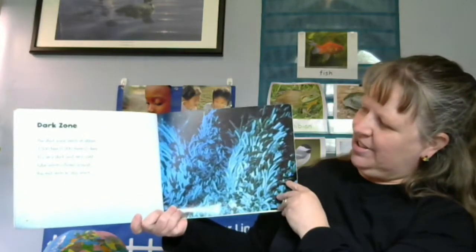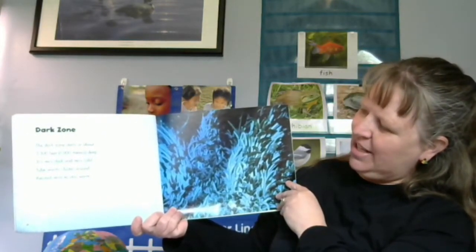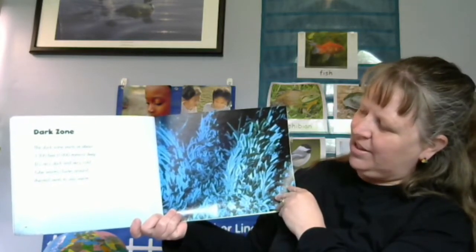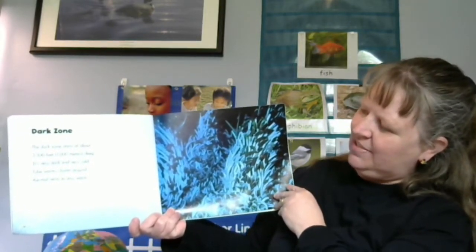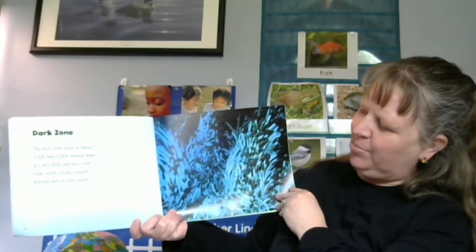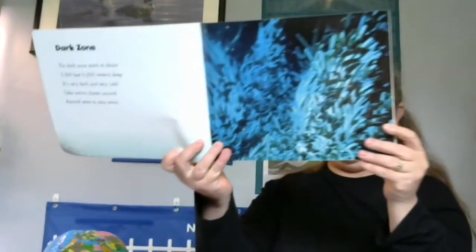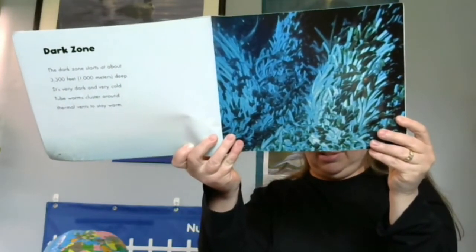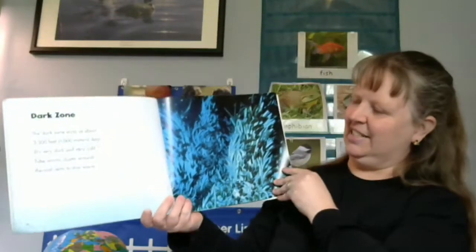Dark zone. The dark zone starts at about 3,300 feet or 1,000 meters deep. It's very dark and very cold. Tube worms cluster around thermal vents to stay warm. Wow, look at those tube worms. That's pretty fascinating, isn't it?